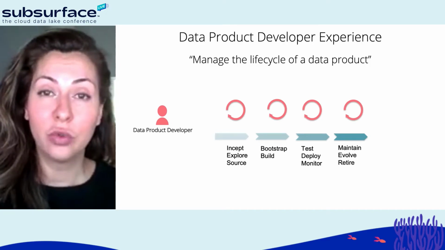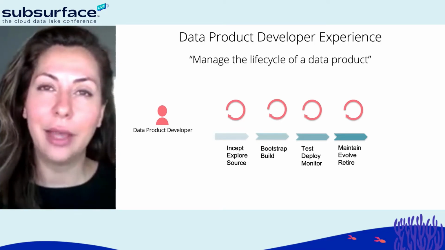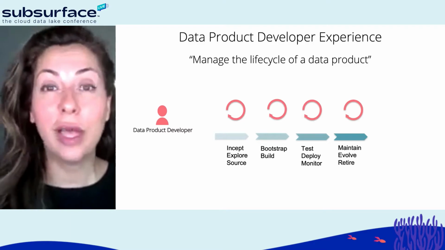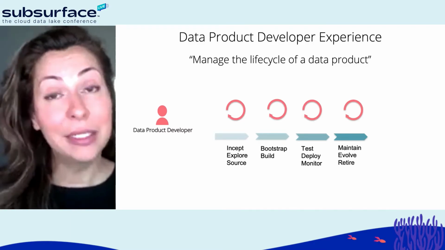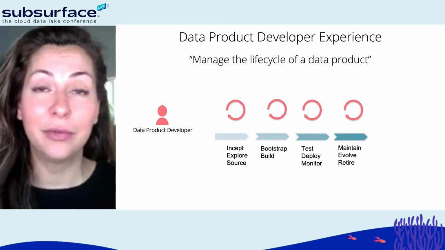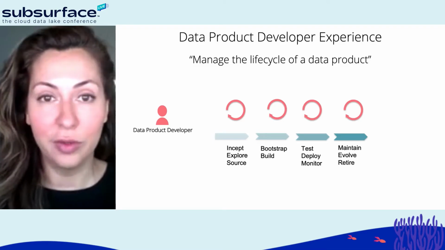Connecting their data product to the source, figuring out, okay, where is the data actually coming from that I need. After that exploration, they need to quickly bootstrap and build a data product. They test it, they deploy it, they monitor it, they maintain it, version it over time, evolve it, and then finally maybe one day retire it. And this is not a linear process, right? They keep iterating over this.